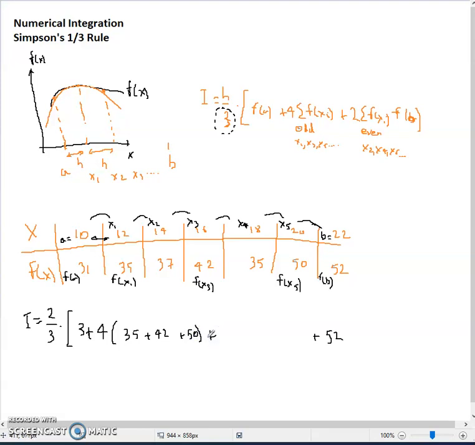And then we add 2 times the summation of the even f of x. So this would be the f of x2 and the f of x4 in this case. So 37 plus 35. Close the parenthesis and then close the bracket here that multiplies with the step over 3. This is 31, obviously the f of a, and the whole integral equals 490. And this is the Simpson's 1/3 rule.